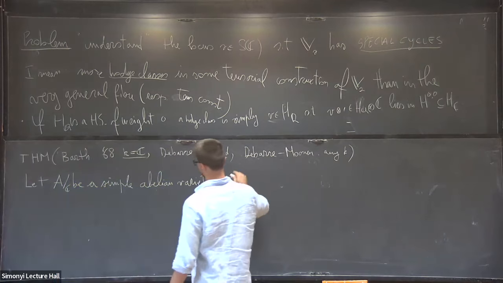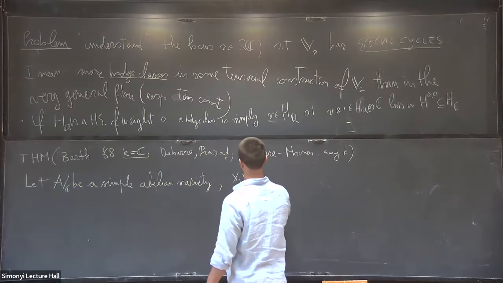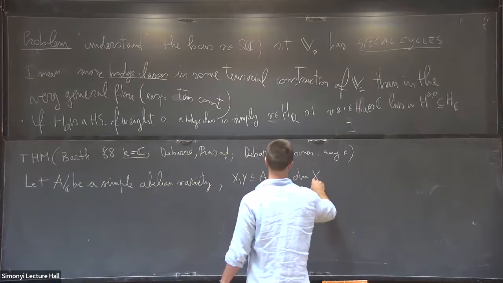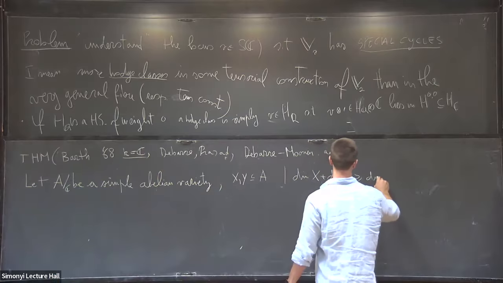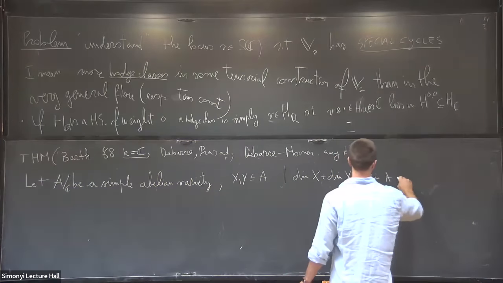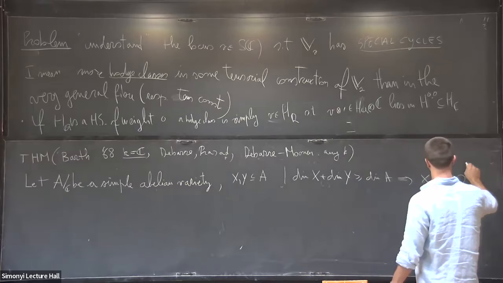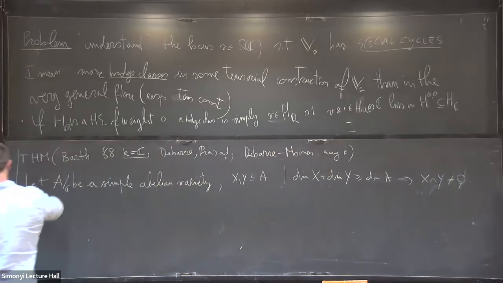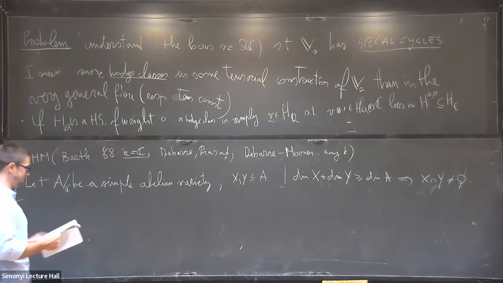We're interested in this Bézout type intersection. We take x and y in A such that dim x plus dim y is bigger or equal than dim A. Then x intersects y. So that's the theorem. And I'm very happy that people already knew it, but I have to admit that I discovered it fairly recently.